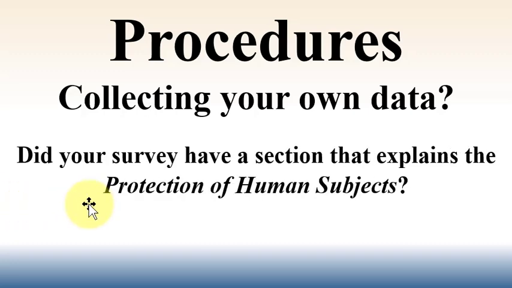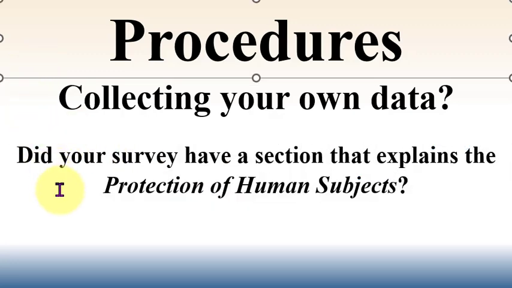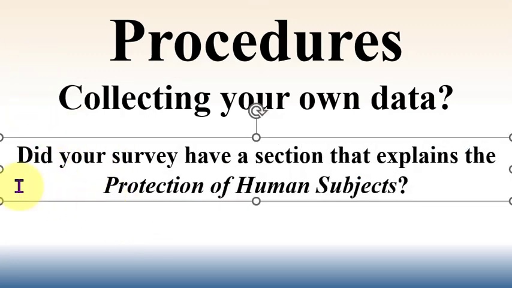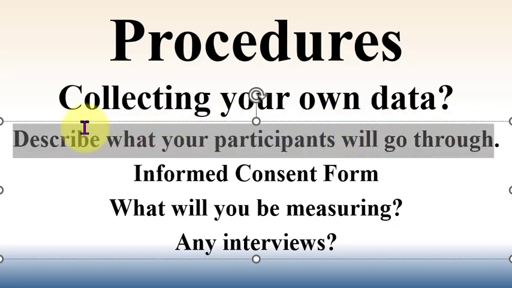Does your survey have a little section or a page that explains the protection of human subjects? Now, the IRB will get on you if you don't have one, so just make sure you have something like that in your survey, right? It's a legal thing. And describe what your participants are going to go through, right? So in other words, what can they expect to take this survey, right?